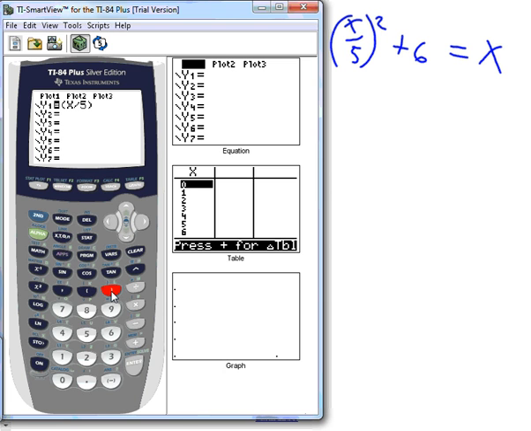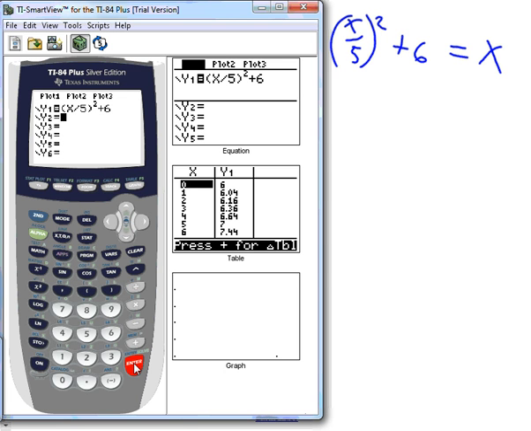And the parentheses, squared. And then plus 6. And then enter. And then the other one's just x. Where's the x? There it is. And I hit graph. My first shot at it, my window's all messed up.